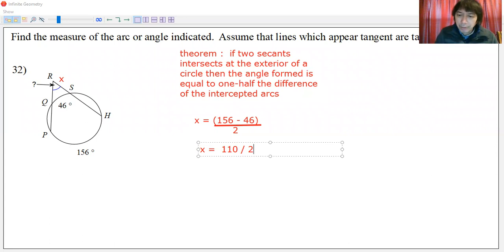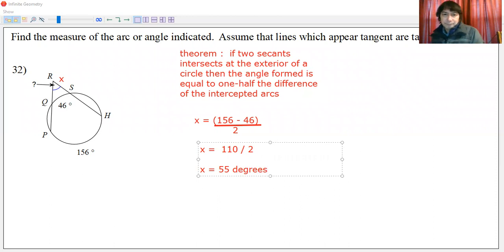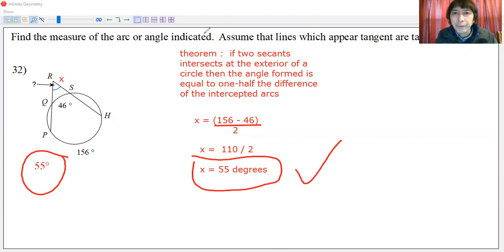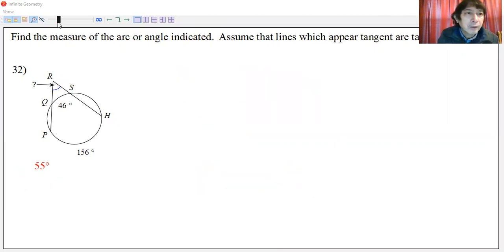Yes. All right. So our answer is 55. 55 degrees is our required angle. Let's check and verify. The answer is displayed right there, which matches our solution. 33 now. Let's continue with 33.